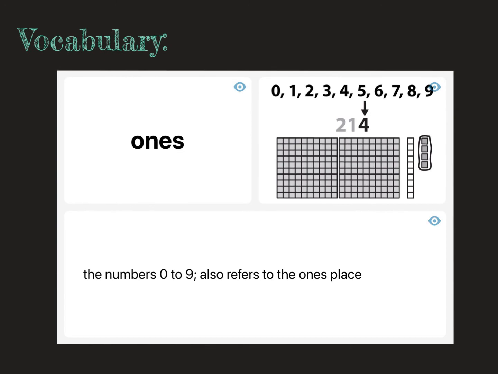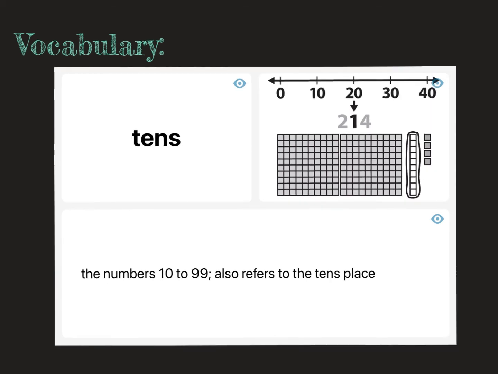Our next vocabulary word is ones, which are the numbers 0 to 9, which also refers to the ones place, which can be shown up here, which is this right here. Our next vocabulary word is tens, which are the numbers 10 to 99, which also refers to the tens place, which is right here, and is shown by the group of 10 right here.